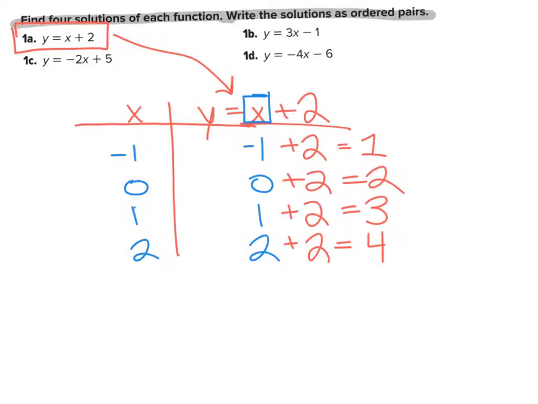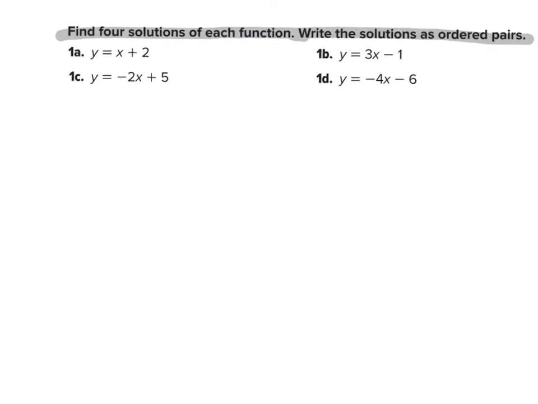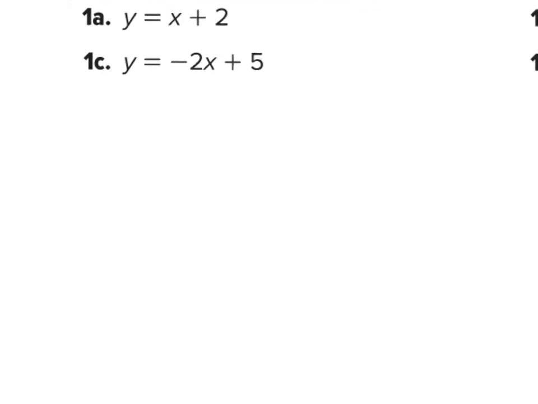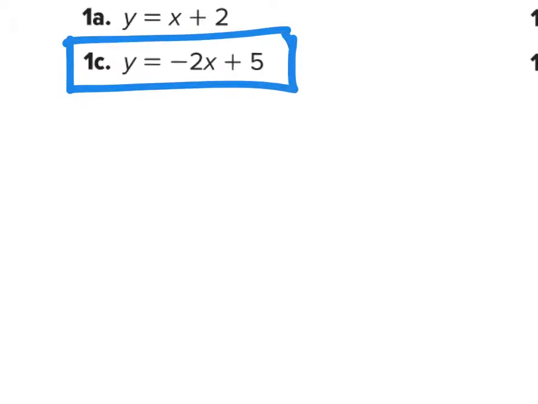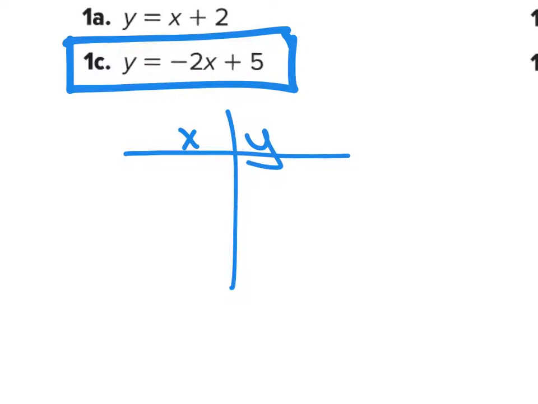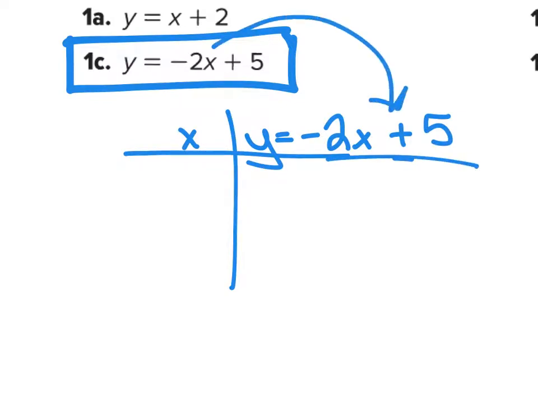Okay, let's try a couple more. So I'm going to try the function y equals -2 times x plus 5. And I'm going to use that function to find ordered pairs that I could graph. So I'm going to make an xy chart. I'm told that y equals -2 times x plus 5. That's my function. And I'm going to pick the values -1, 0, 1, and 2 for my x. And I'm going to plug in my x's into my function.